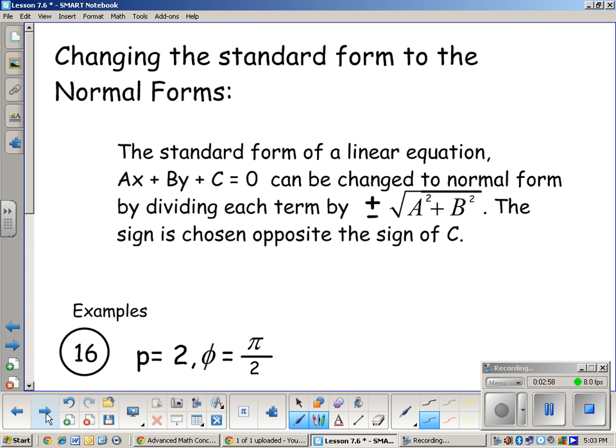Changing the standard form to normal form. The standard form of a linear equation, ax plus by plus c equals 0, can be changed to the normal form by dividing each term by plus or minus the square root of a squared plus b squared. The sign is chosen opposite the sign of c. So we won't use plus and minus in this situation. It's either going to be a positive number or a negative number, determined by the opposite of the sign of c. Okay? And right here is c.